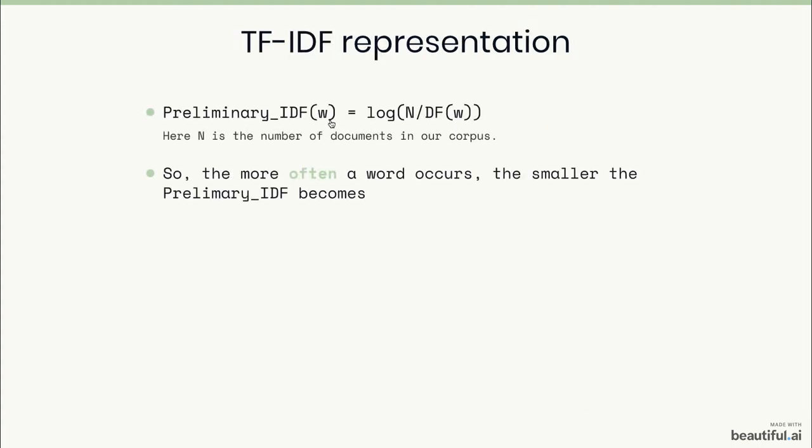Okay. So we have this preliminary definition, the same as we just saw. And we see that this definition does satisfy that the more often a word occurs, the smaller the preliminary inverse document frequency becomes.